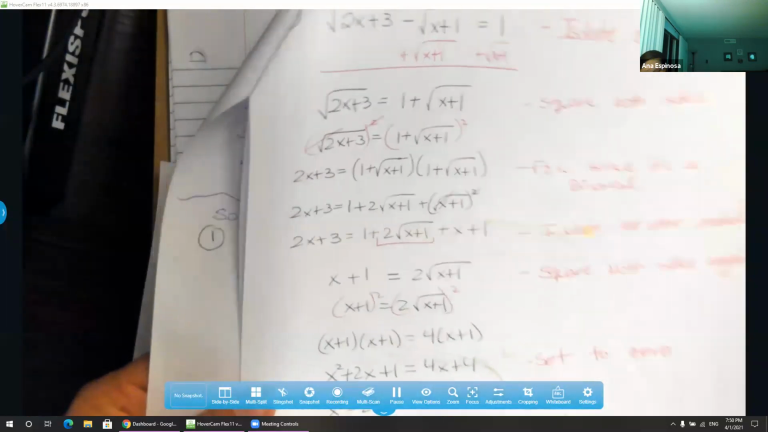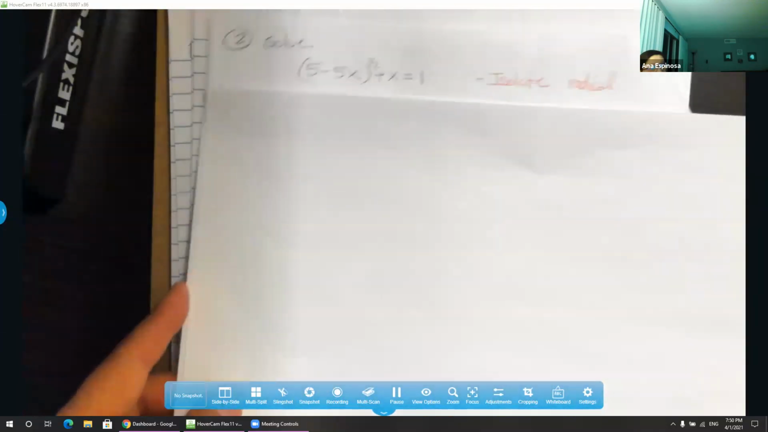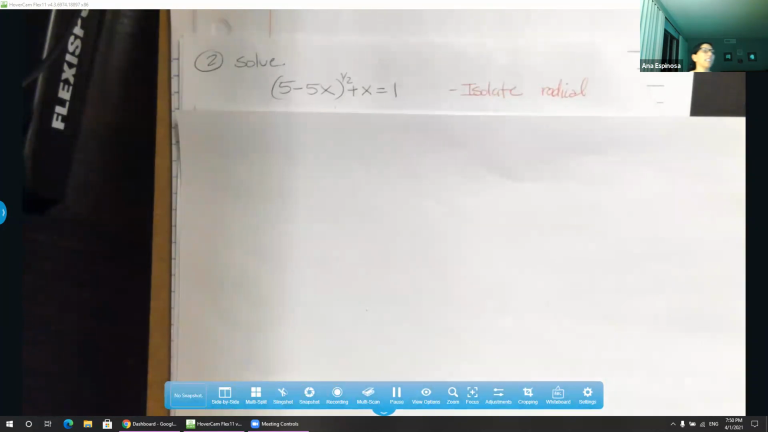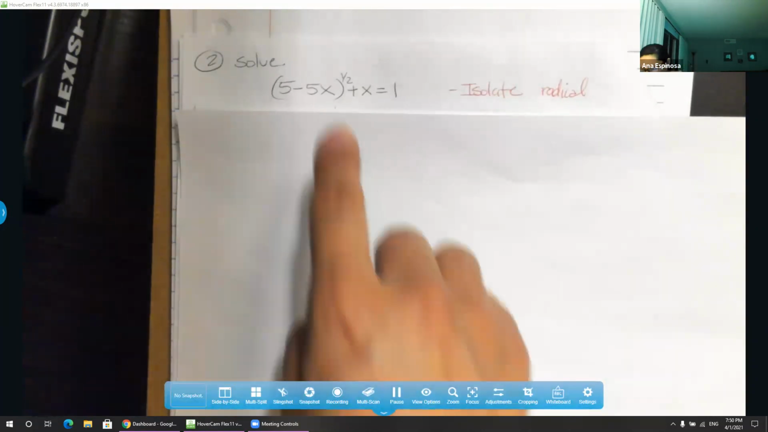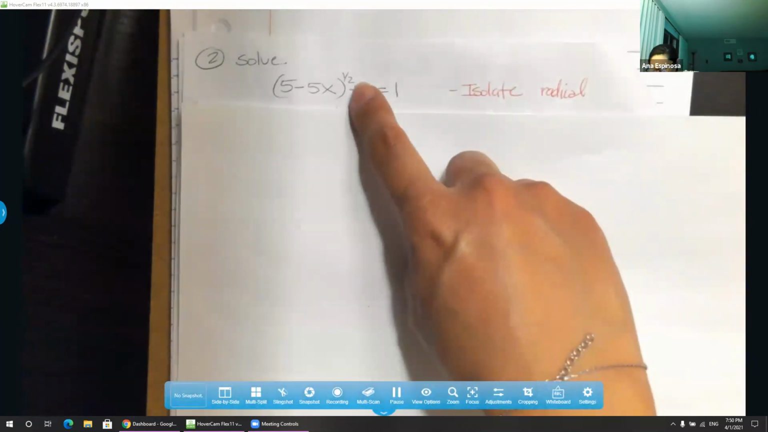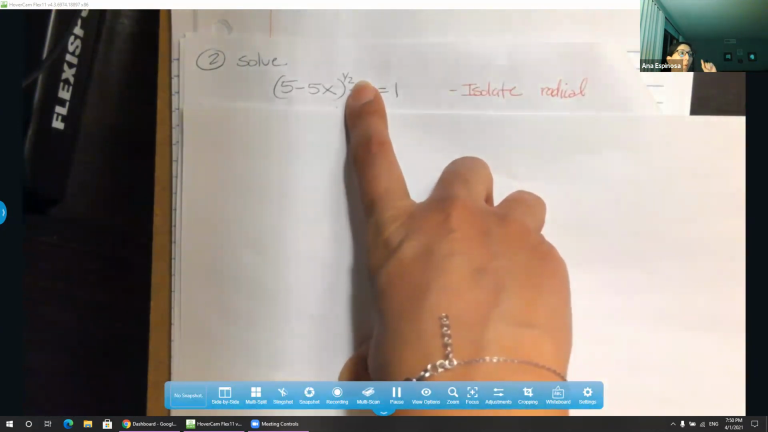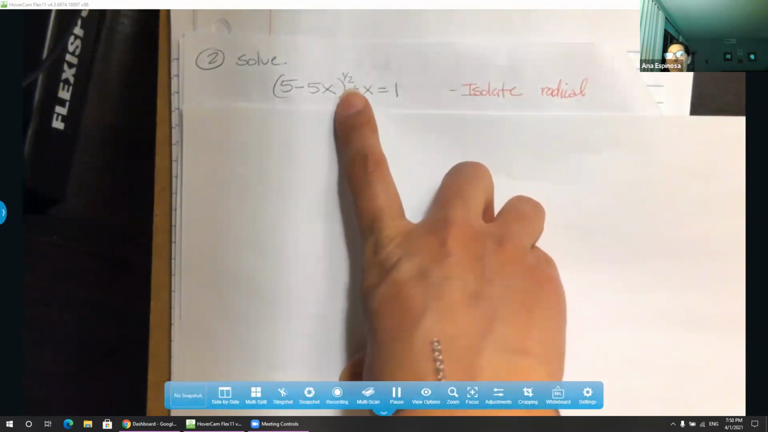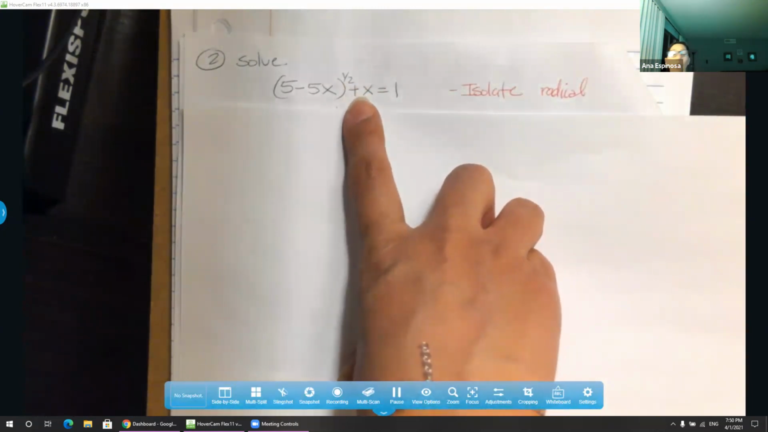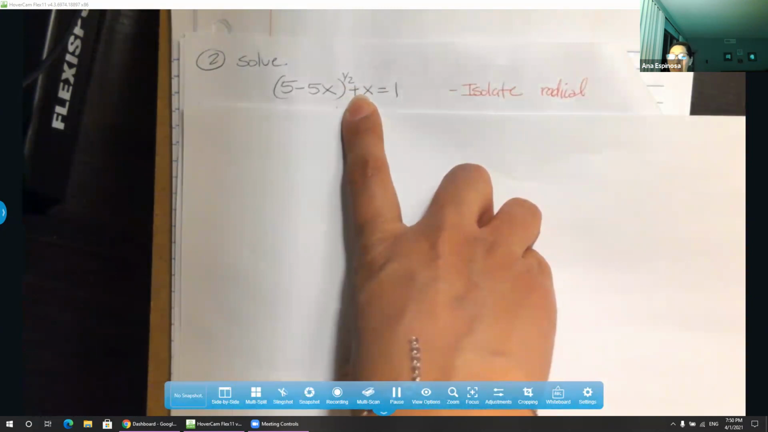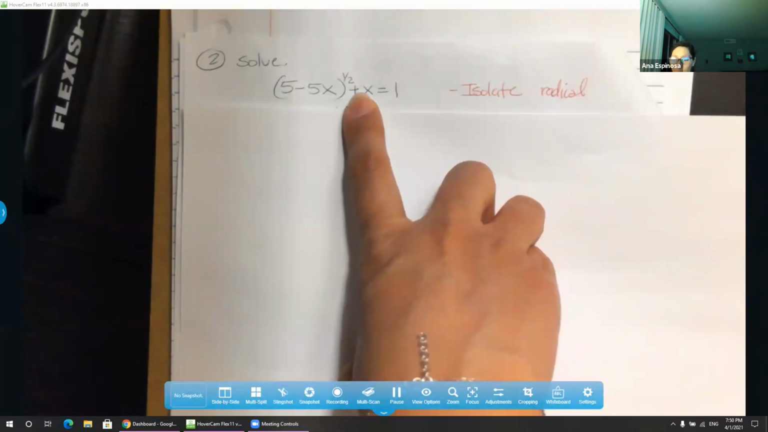Last one's a bit brutal. It's still doable. All right, so this one, same thing. You isolate the radical. So you're like, I don't see a radical. Remember, fractions in the power are technically radicals. 1/2 means square roots. So whether you leave it as a 1/2 or you put it back in a radical, it doesn't matter. You have to know that fractions in the powers mean radicals.